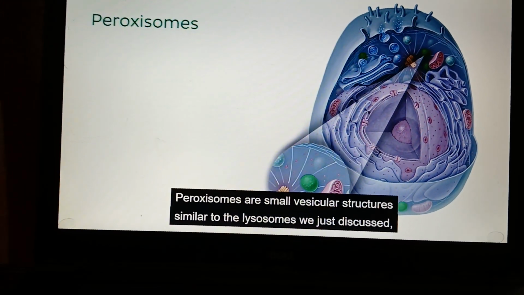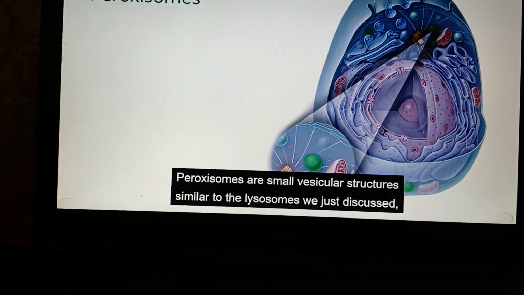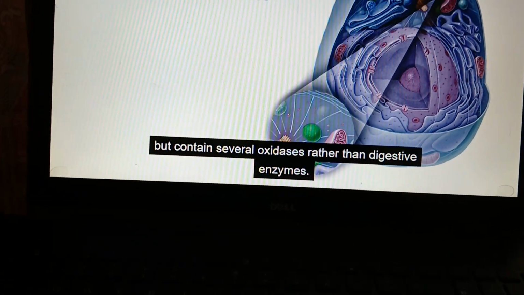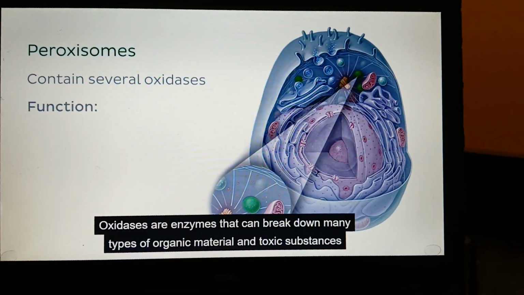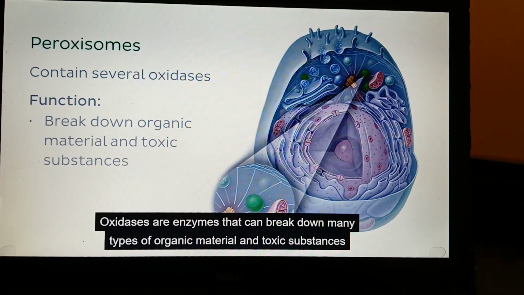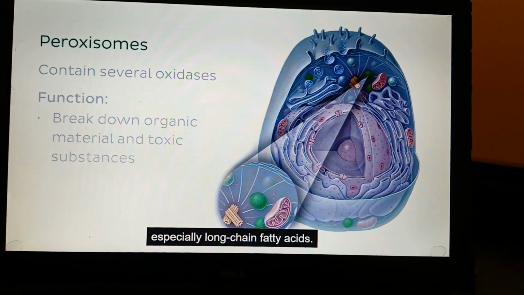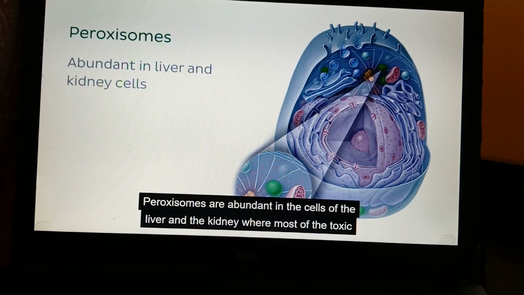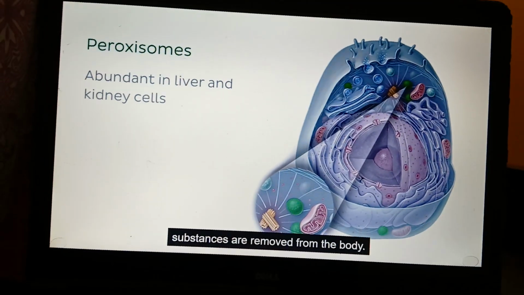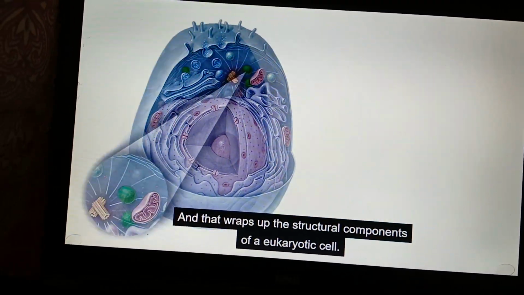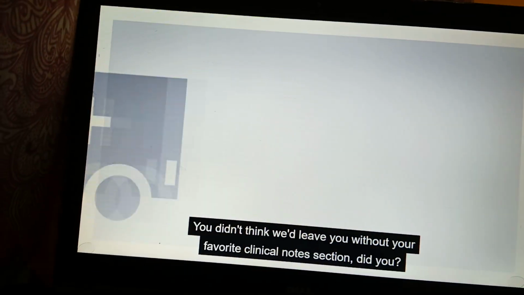Peroxisomes are small vesicular structures similar to the lysosomes we just discussed, but contain several oxidases rather than digestive enzymes. Oxidases are enzymes that can break down many types of organic material and toxic substances, especially long-chain fatty acids. Peroxisomes are abundant in the cells of the liver and the kidney, where most of the toxic substances are removed from the body. And that wraps up the structural components of a eukaryotic cell.